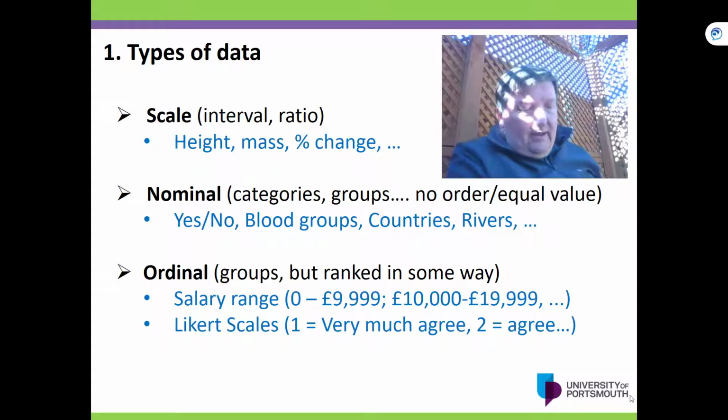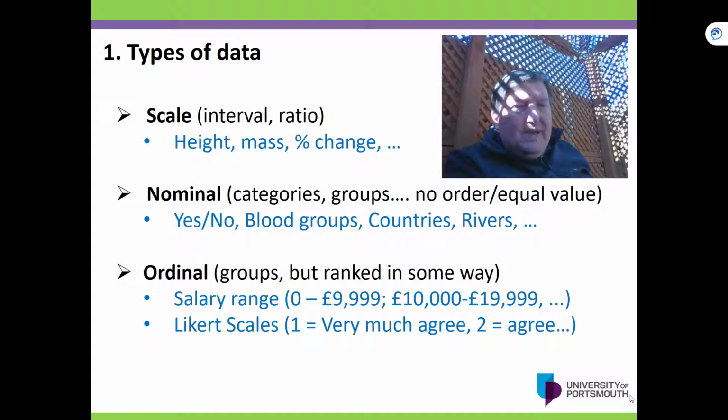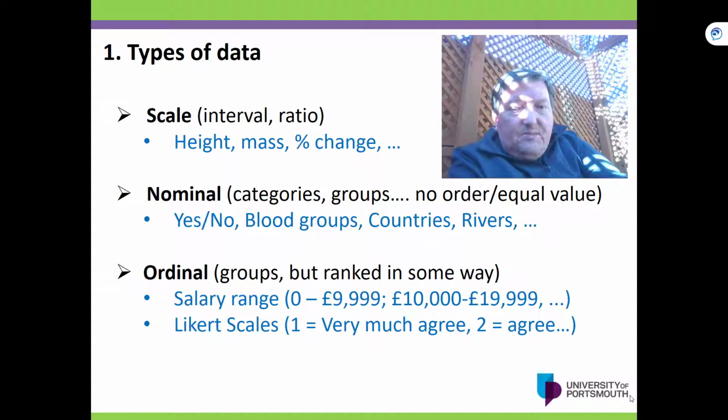Likert scales, I'm sure you've all done questionnaires where you write down things like very much agree, agree, neither agree or disagree, then disagree, and very much disagree. So that would be an example of a Likert scale as well. So it's like nominal data. I mean, there are groups, categories, but there's some kind of order to it. So that's what's called ordinal data.